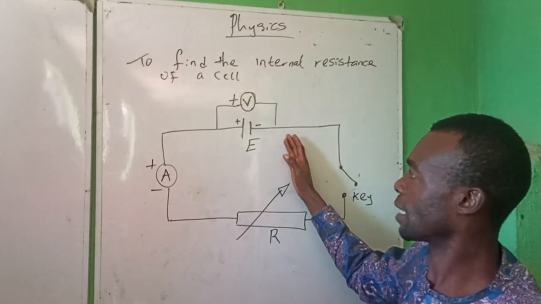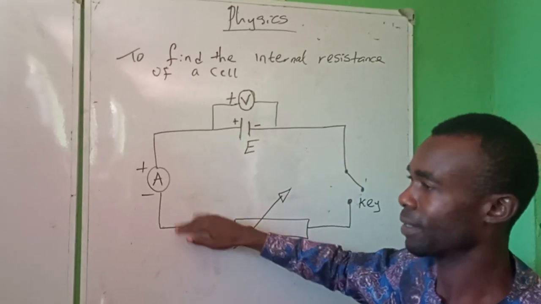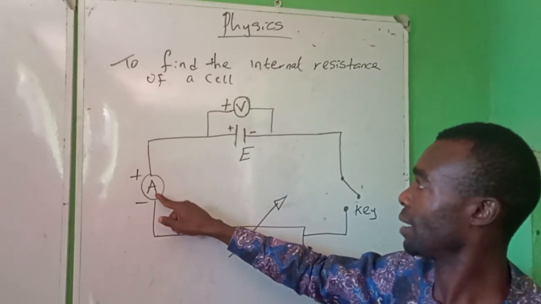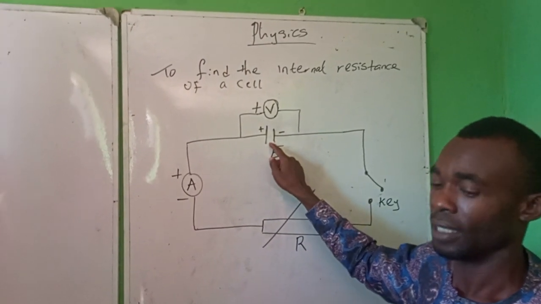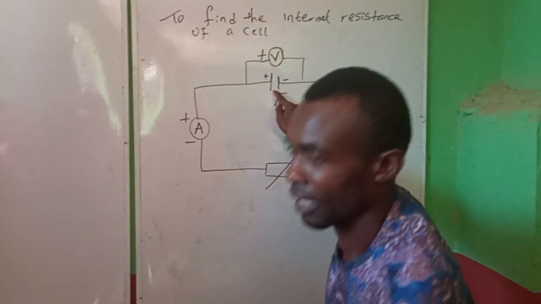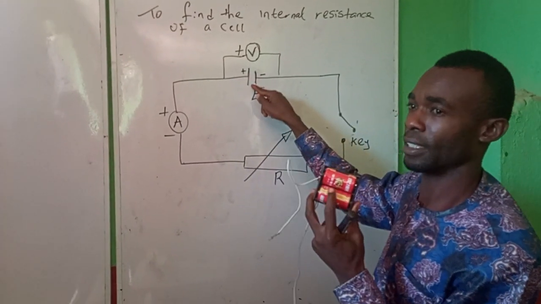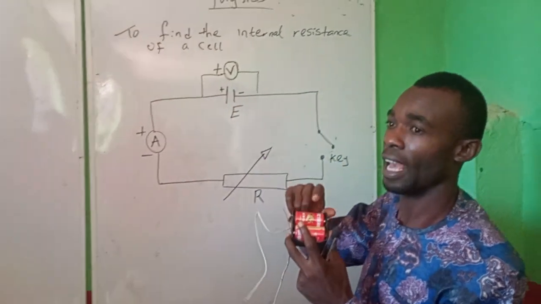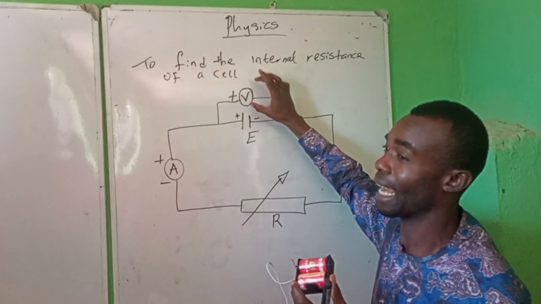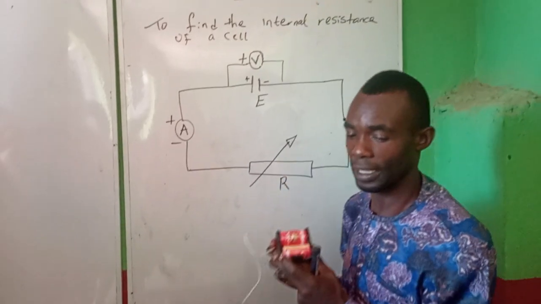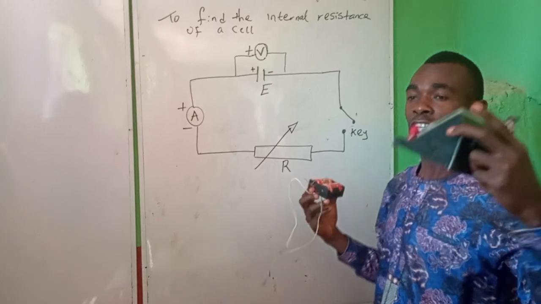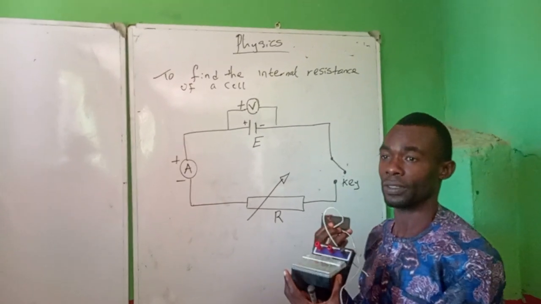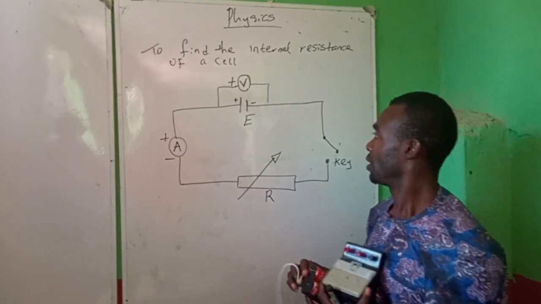Now, this is the diagram we are going to be using to find it. An ammeter is connected to a cell. This is the cell, the battery is our cell. This cell is connected parallel to the voltmeter. This is our voltmeter, connected parallel to this. Let me make myself clear, parallel to this.